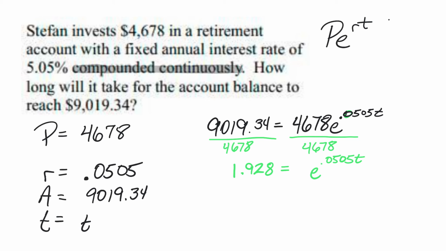So let's think back to what we're supposed to do. When we're trying to reduce the value of Euler's number, remember we have to use the inverse function. And the inverse of Euler's number, hopefully you're thinking, is the natural log. So we'll take the natural log of both sides. Now, natural log and Euler's number just cancel one another. And this leaves us with 0.0505t. And natural log of 1.298 is 0.6565.